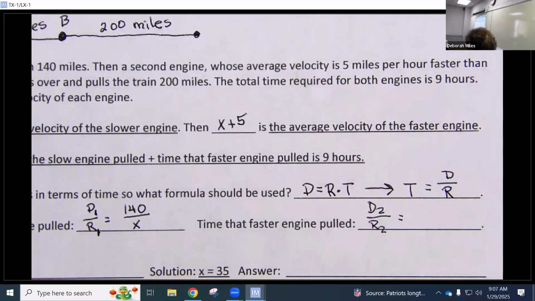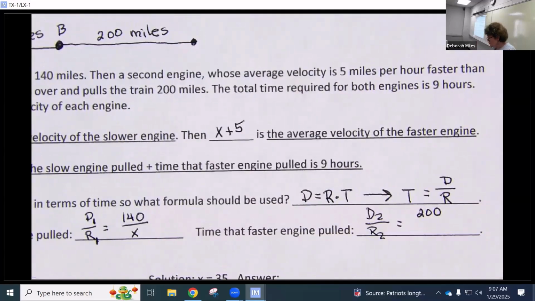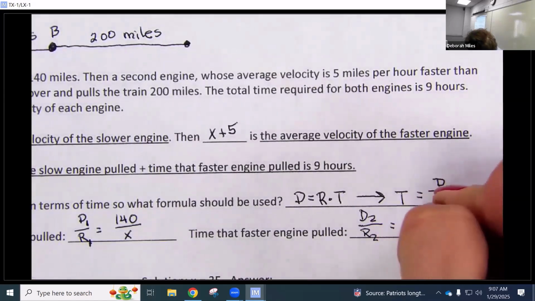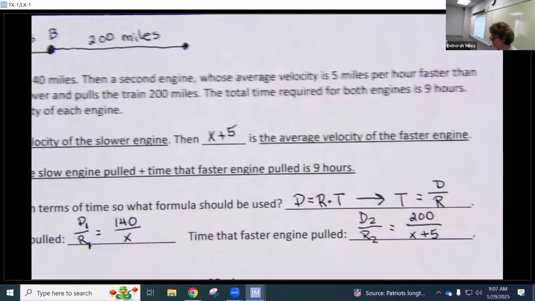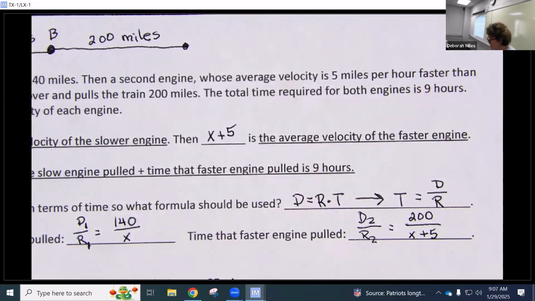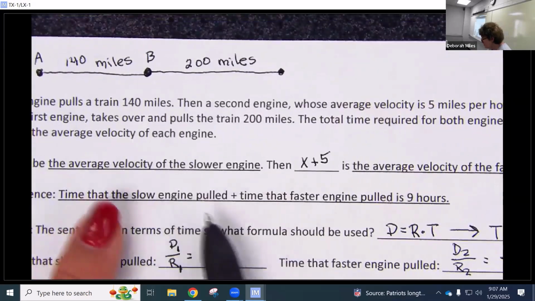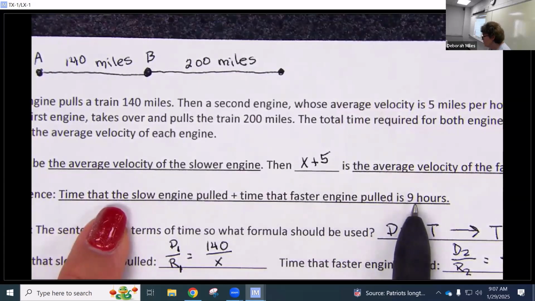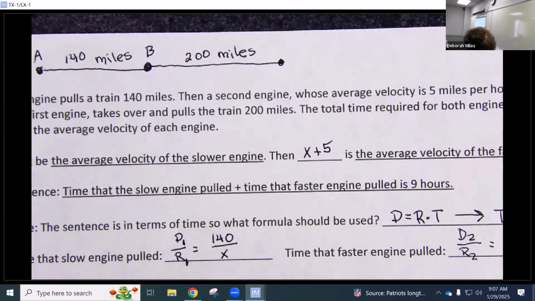Its distance is 200 and its rate is X plus 5, so its time is 200 over X plus 5. And the sentence I've already written up here says the time the first one pulled plus the time the second one pulled is 9 hours. So what is that as an equation?